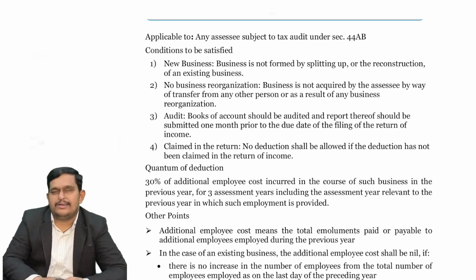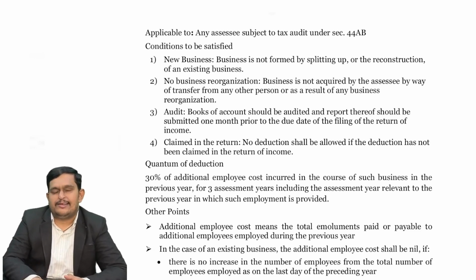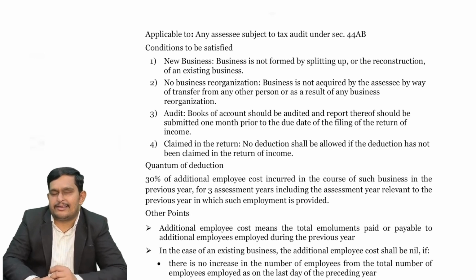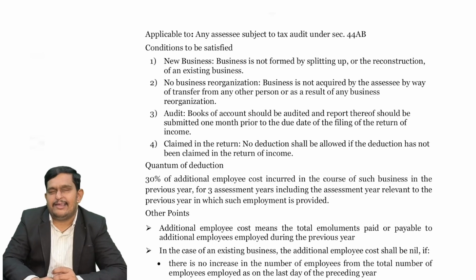Okay. How much deduction is given? We understood that it should be a new business. It should not be splitting, reconstruction, reorganization. You should complete the audit. Submit the report of the new wages, new employees appointed at least 1 month before filing returns. In the return, you claim the deduction. Then you will be eligible to claim deduction under 80JJAA. How much? 30% of the wages paid is allowed as deduction.